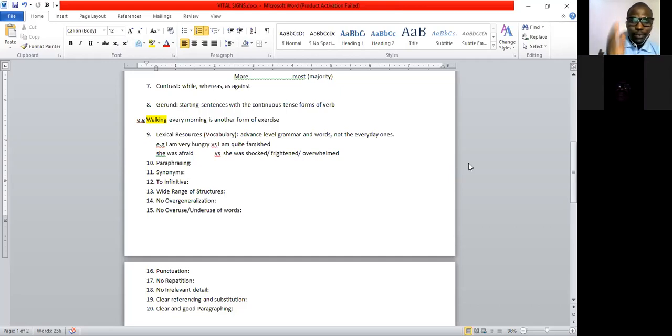When you get to reading and you are looking for an answer, the answer is there looking at you, but because they have paraphrased it, and the wordings have changed their locations, you find it hard to find your answers. It's a bit difficult for you to get your answer. So paraphrasing is very, very important.